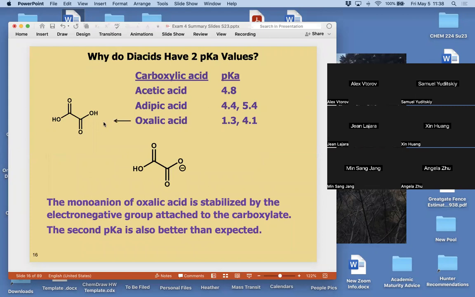Oxalic acid is a strange one. There's lots of induction from the unionized part to the ionized part. That gives it a very low pKa for a carboxylic acid. And the other one, I don't have a good explanation, but it's a little lower than you would expect. You'd expect it to be higher.